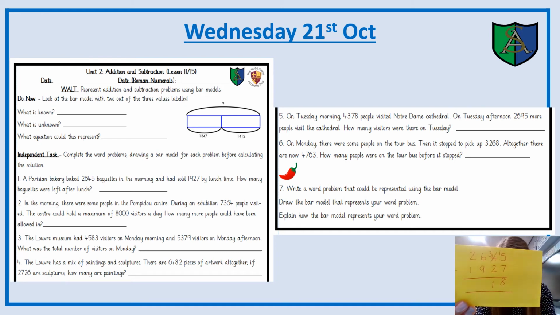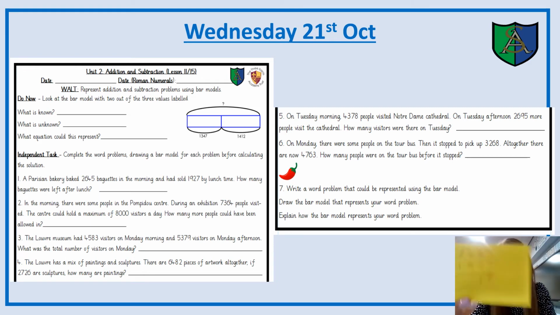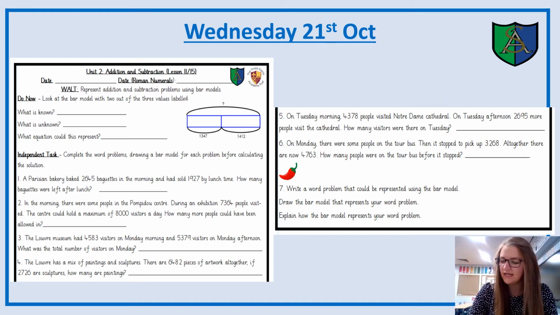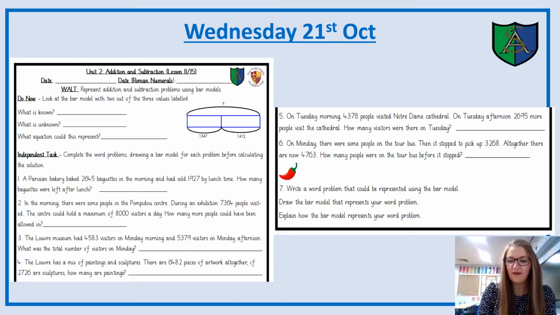600s take away 900s, I can't do. I'm going to exchange and regroup. I'm crossing my 2 for a 1 in my thousands, and therefore in my hundreds I've got a 16. 16 take away 9 is 7. And finally, 1 take away 1 is nothing. My answer is 718. When I compare that with my estimate of 600, I know they're very close, so I must be correct. I wonder whether you can solve 2, 3, 4, 5 and 6.